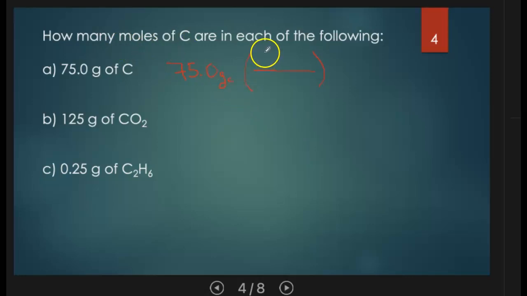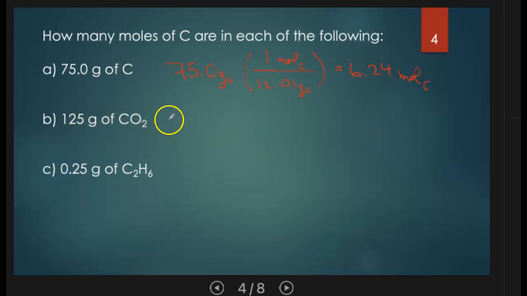So if I go to my periodic table, I'll see that 1 mole of carbon is going to be 12.01 grams of carbon. So then I'm going to take my 75 grams. I'm going to divide by 12.01. I get 3 significant figures here, and so that's going to be 6.24 moles of carbon.